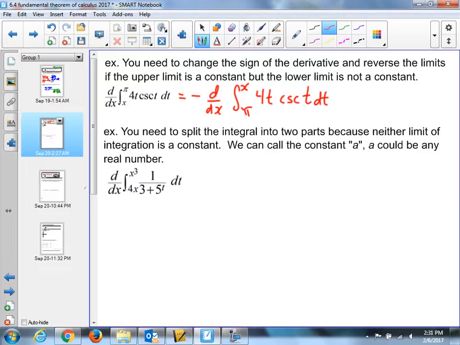Now, boy, am I glad that we don't have to find the antiderivative of that expression, because I don't think you guys know what it is. I don't off the top of my head. We don't have something that 4t times cosecant of t, right?